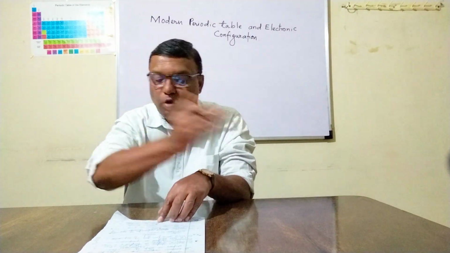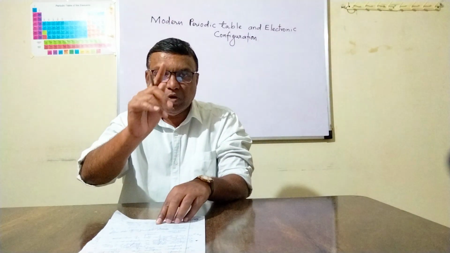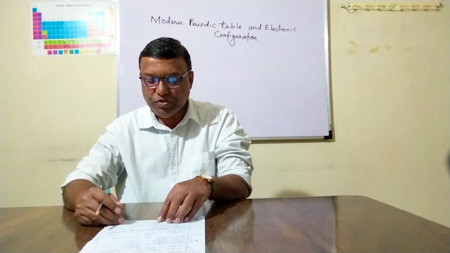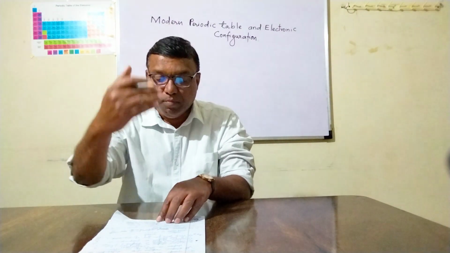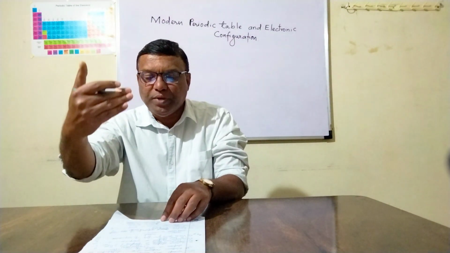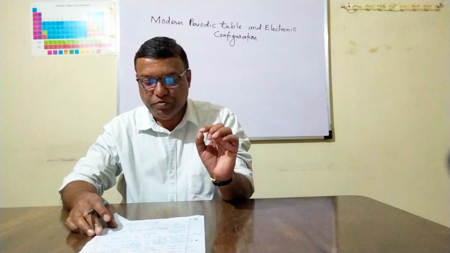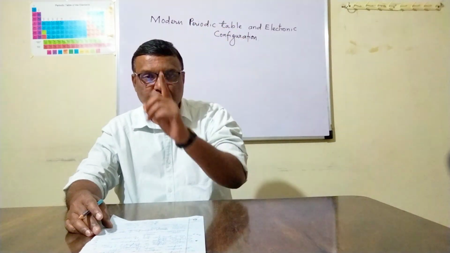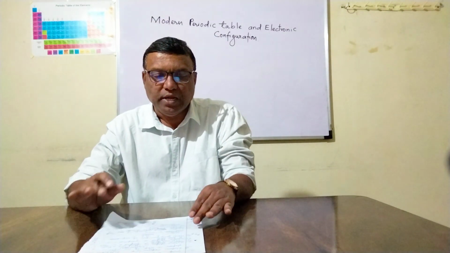What are you observing? In group number first, hydrogen has one shell, one orbit. After hydrogen, lithium has two shells. After lithium, sodium has three shells. After sodium, potassium has four shells. Then it increases by one in rubidium, cesium and francium. So the important observation is that as we go down in the group, the number of shells, that is orbits, increases.